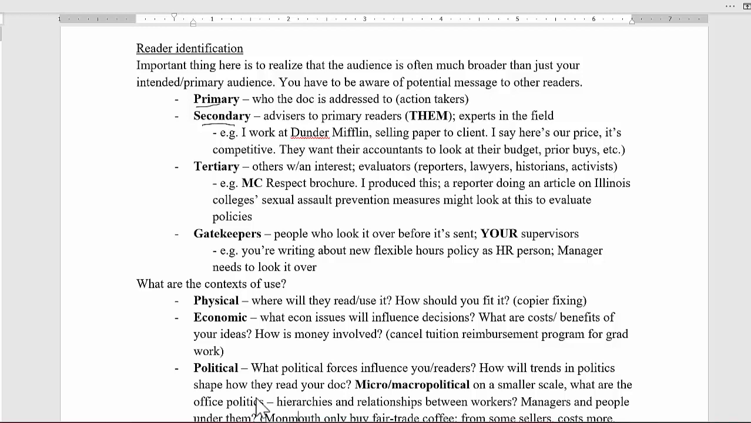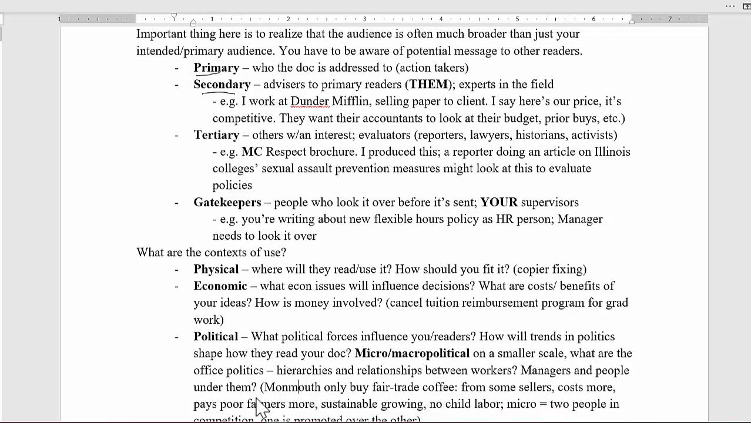So, for example, I may receive an email that asks me to come up with some ideas, but I may share that email with one of my colleagues to get their insight, to get some of their expertise to help me design my response to the document. So I made up a silly example here. I work at Dunder Mifflin selling paper to clients. I say, here's our price. It's competitive, but they want their accountants to look at their budget, prior buys, and etc. Right? So they're going to take that information and go to a secondary person to actually get some information and some advice.